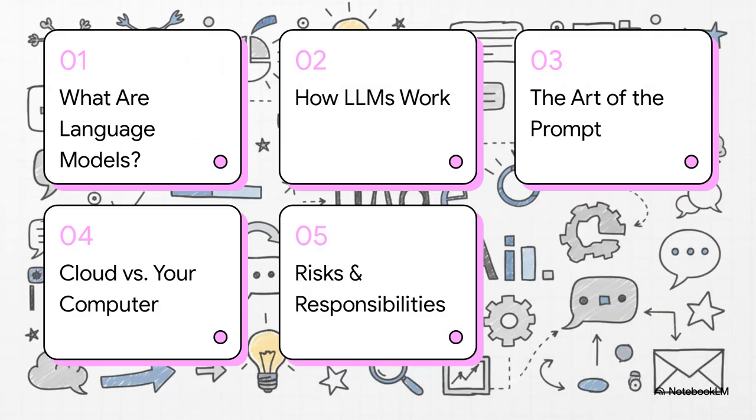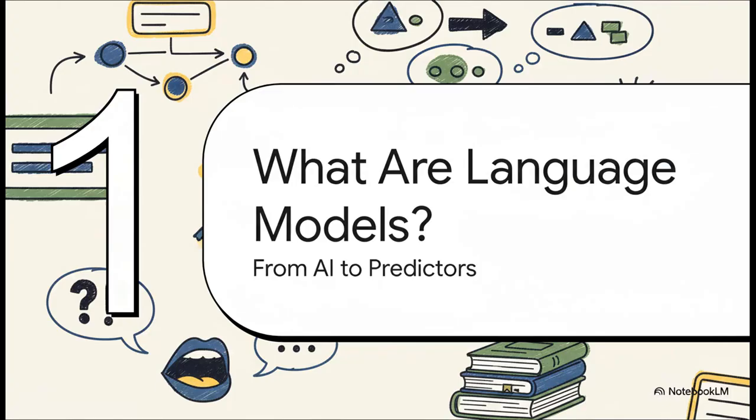So here's our game plan. First, we'll tackle the big picture. What even is a language model? Then, we're going to peek inside that black box to see how the magic happens. After that, we get really practical. We'll talk about the art of prompting, how to talk to an AI to get what you want. We'll weigh the pros and cons of using the cloud versus your own machine. And finally, we'll get into the really important stuff, the risks and our responsibilities. All right, let's dive right in.